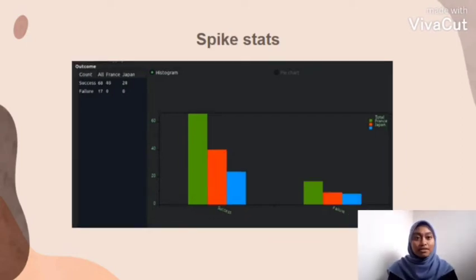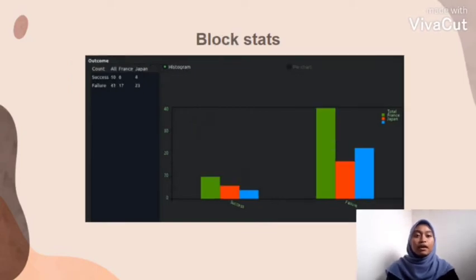And for the spike stats, we can see that they got higher success compared to failure, and France again has higher success compared to Japan, and also higher failure compared to Japan. And the last indicator is block. For the block stat, we can see that there is higher failure compared to success, and France also has higher failure compared to Japan.